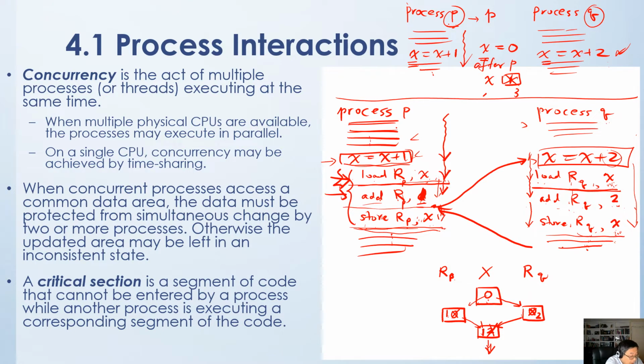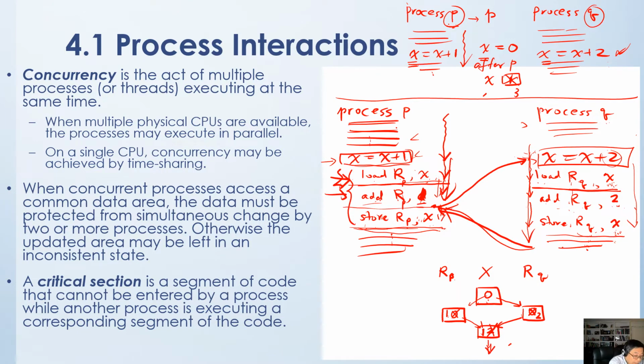In this particular case, if I run 2 instructions for this load and add and switch to another process Q, and I execute 3 instructions and I switch back, then the final value of X is 1, right? That seems to be right. Now, you can try another scenario.